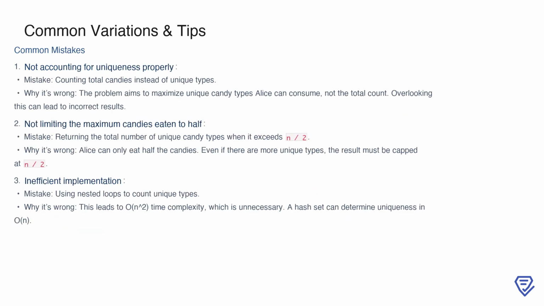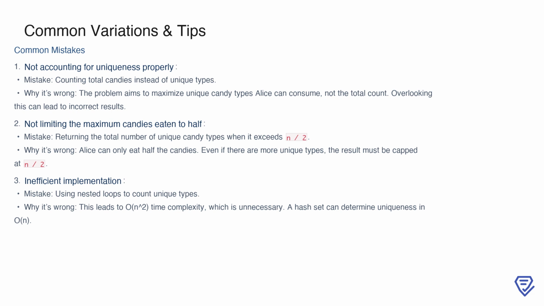Here, we'll look at some common mistakes to avoid when solving the distribute candies problem. First, not accounting for uniqueness properly is a frequent issue. Some mistakenly count the total number of candies instead of focusing on the unique types. This is incorrect because the goal is to maximize the number of unique candy types Alice can consume, not the total count.